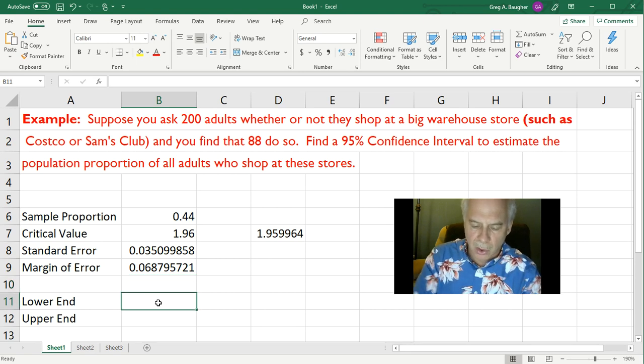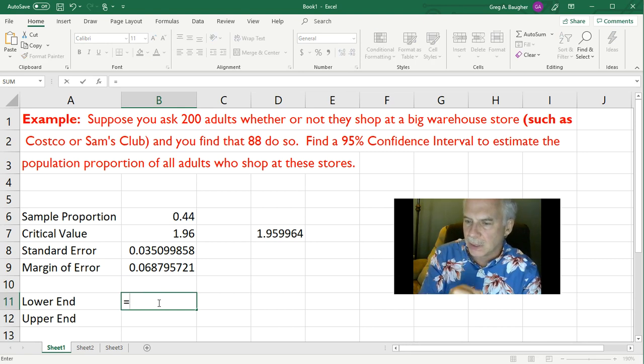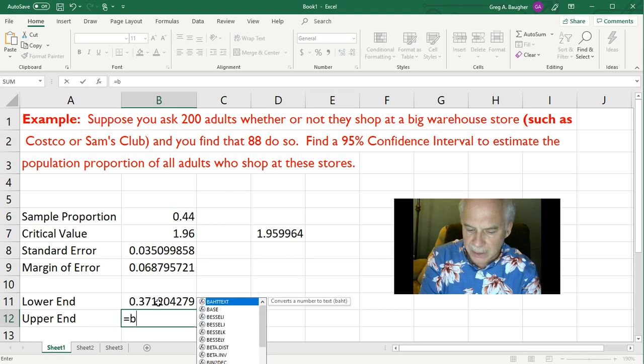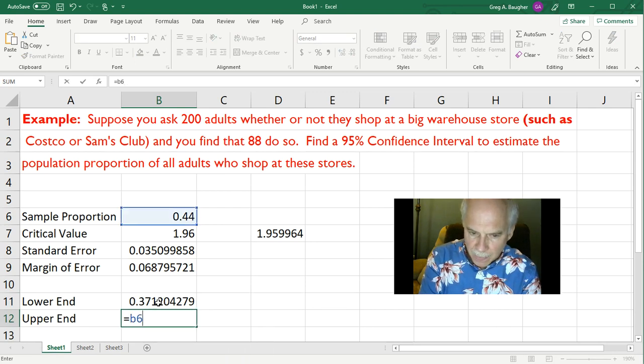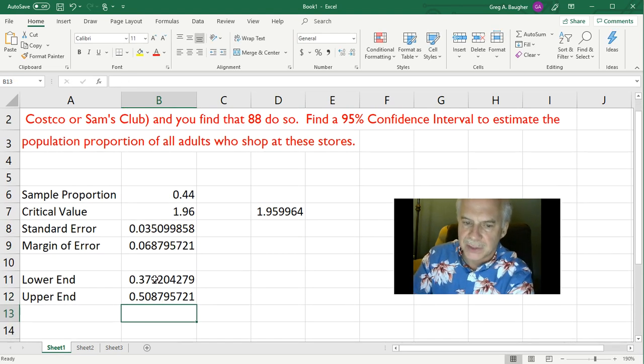All right, so now the lower end of the confidence interval, you're just going to take the sample proportion, that's your point estimate, 0.44, that's your p hat. So that's in B6, and for the lower end, you subtract the margin of error, which is in B9. So B6 minus B9. And then for the upper end, you're going to take B6 and add B9. So that is your confidence interval.